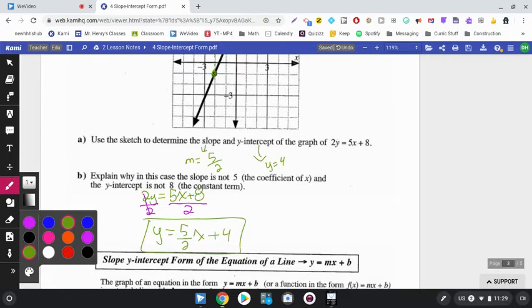And if I look at this form, yep, I got a slope of 5 halves. And my b value, my y-intercept, equals 4. Okay, so remembering, I can only use this idea of y equals mx plus b when it's y equals. It can't be 2y or 3y or 4y. I have to rearrange first before I can use it.